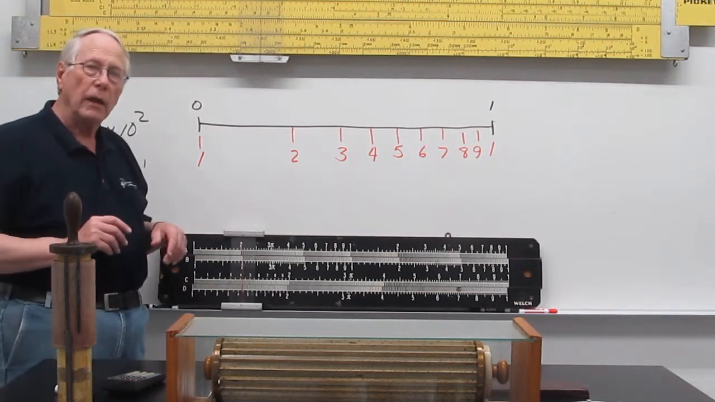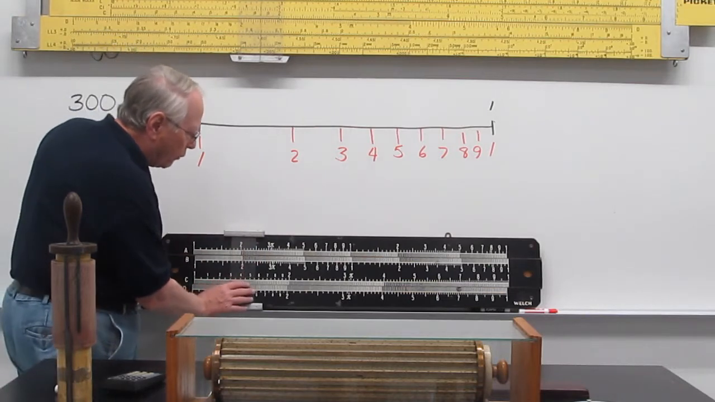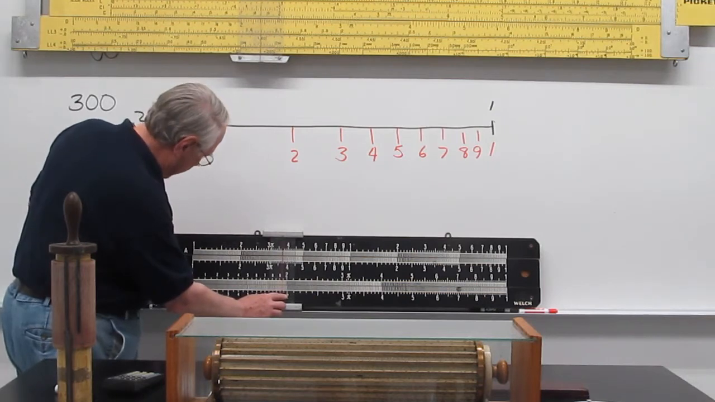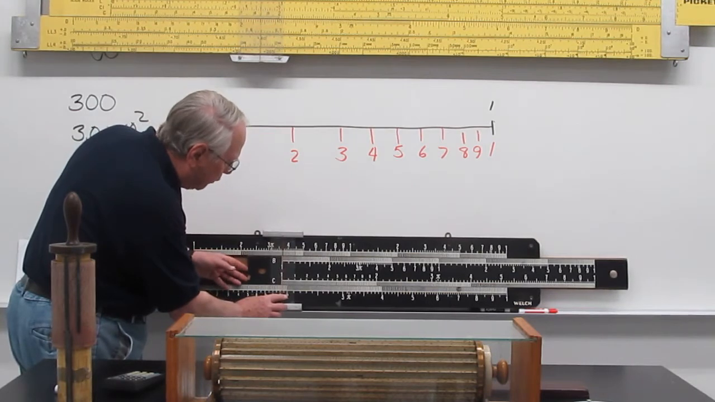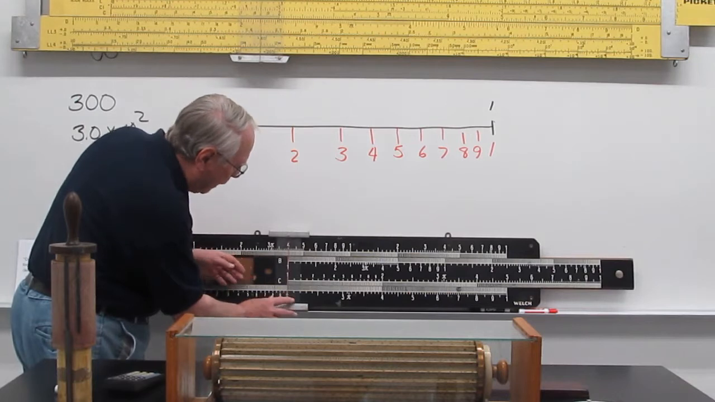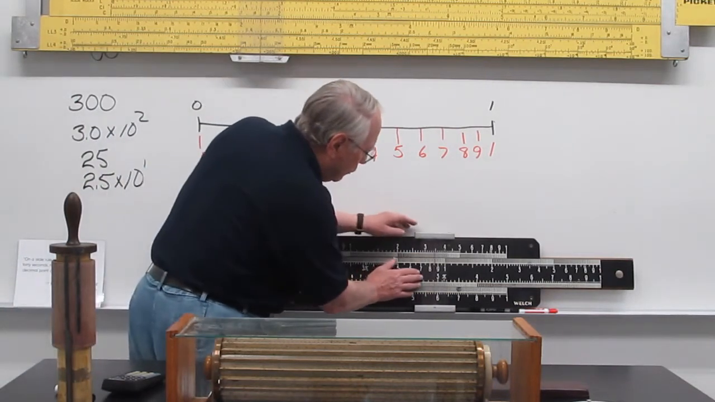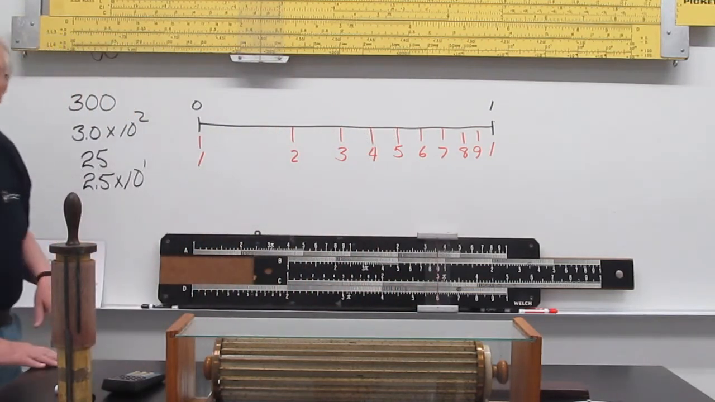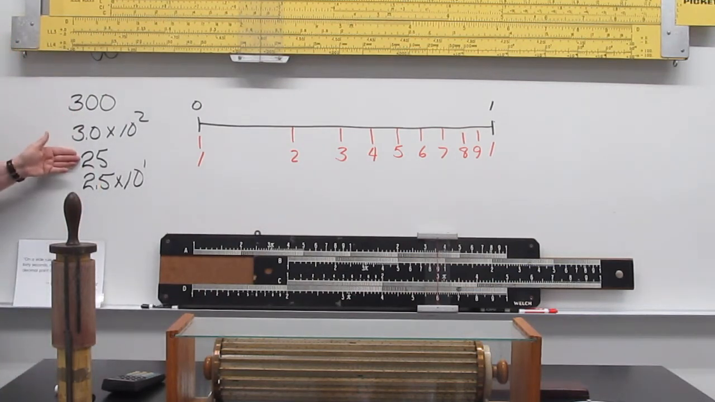Let's start easy. 2 times 3. We would move our cursor to the 2 on the D scale down here. Then we would move the 1 on the C scale, which we call the index, directly above it. Then we would move the cursor to the 3 on the C scale, and the answer is directly below it, 6.